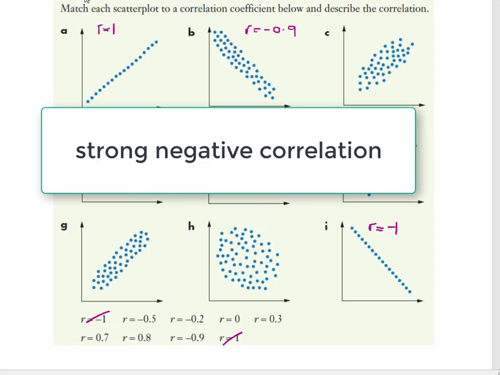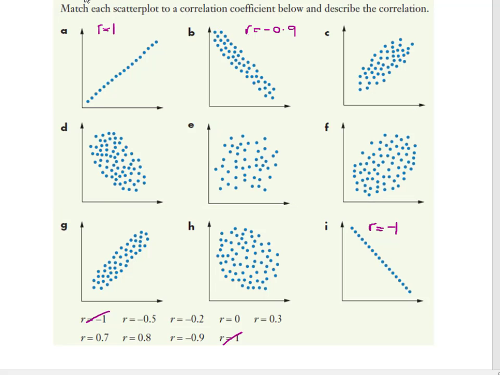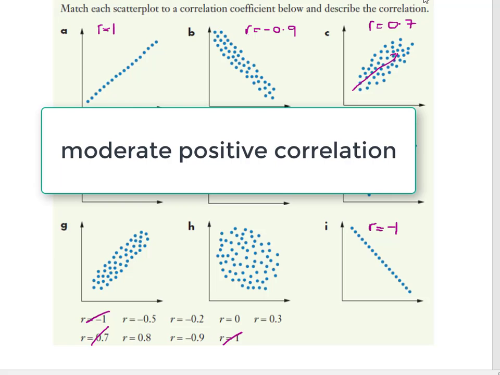So part C, what I have is I have my dots. It kind of looks like it's going up in a positive direction. It's not a perfect correlation. The dots are a lot more spread out than this -1 for B. So if I have a look down at the choices I have, I'm going to say that R is probably 0.7. So R, my correlation is 0.7. And this is a moderate positive correlation.